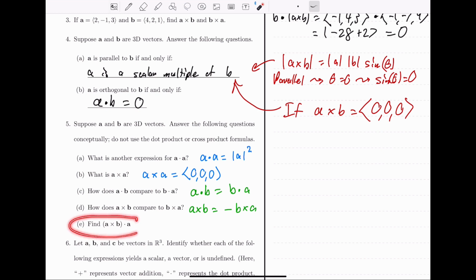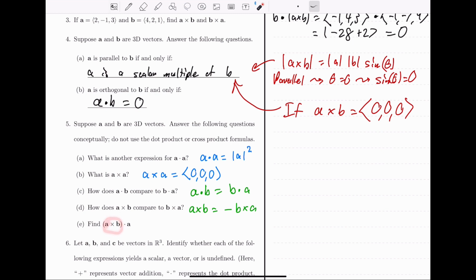Finally, how about part E? How can we compute this? This looks a little bit intimidating. Well, let's think of A cross B. That's the cross product. A cross B produces a vector which is perpendicular to both A and B. So in the parentheses here, I have a perpendicular vector to A and to B.